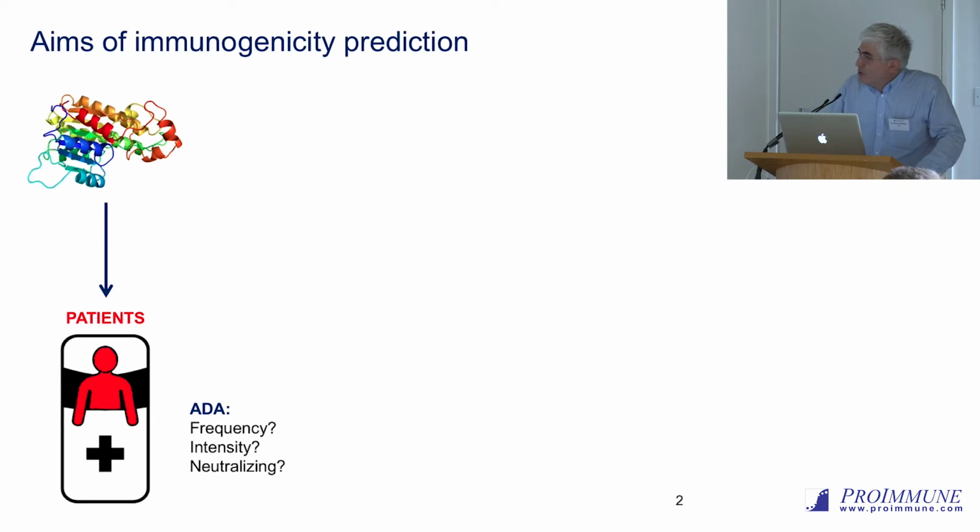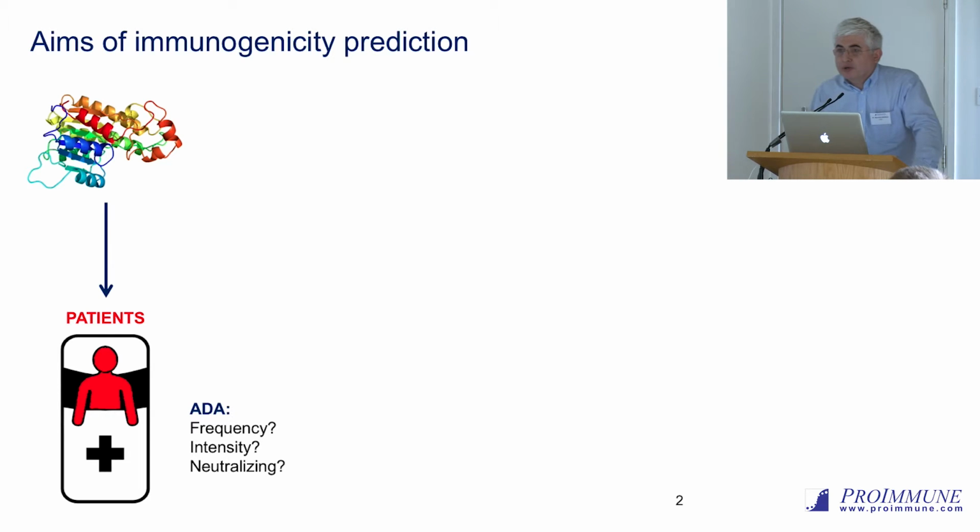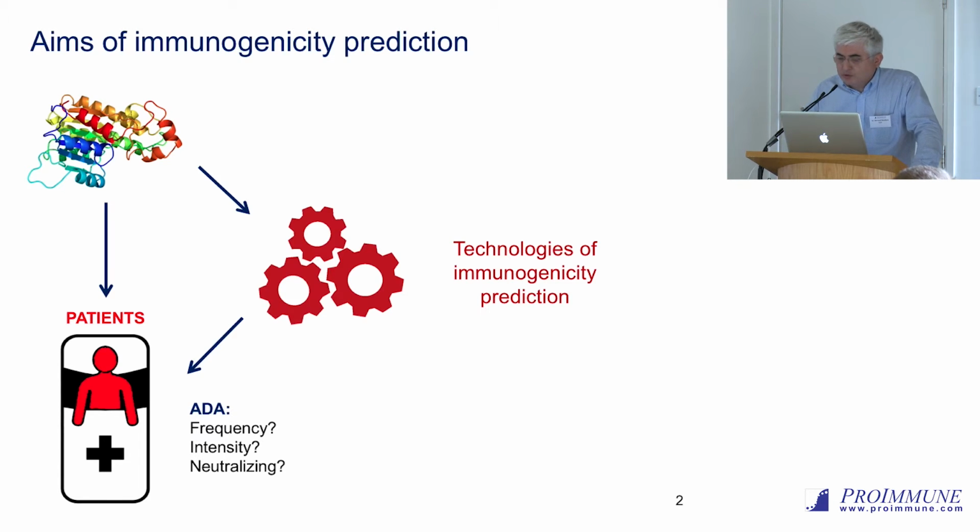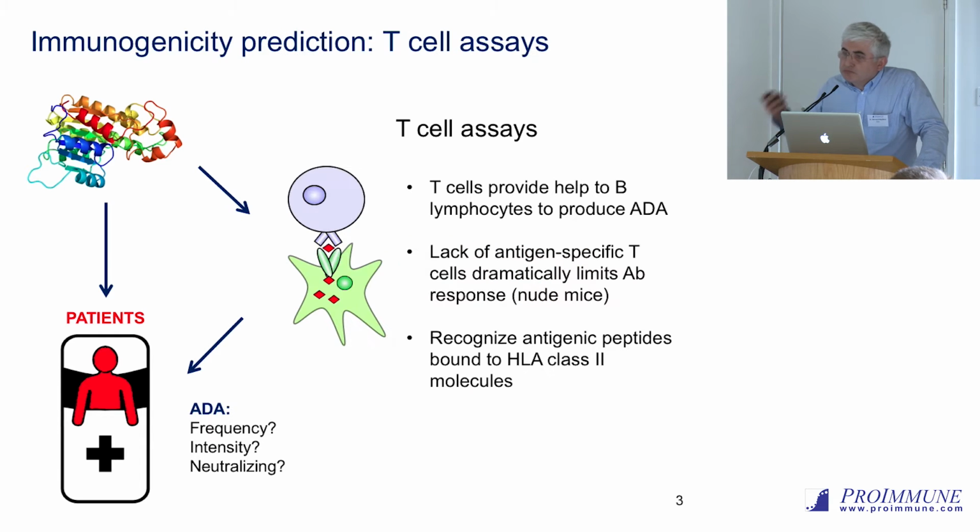Okay, so what is the issue finally with the immunogenicity prediction? We have the molecule, we have the patients, and we expect to know more about the onset of ADA, the frequency, whether they are neutralizing, and for that we try to find predictive tools to predict these events. And you know that, unfortunately for us, the animal models are considered relatively low predictive. So we have to find other tools.